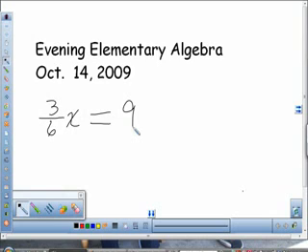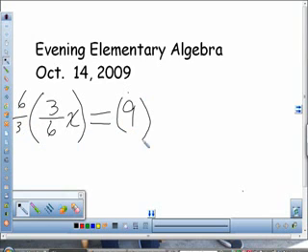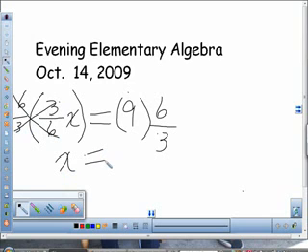6/3. So I'm going to multiply this side by 6/3, and I'm going to multiply this side by 6/3. With me so far? And look at what happens here. 6 and 6 cancel to 1. 3 and 3 cancel to 1. And that leaves me with 1x equals. Let's put this 9 over a 1. 3 into 9 is 3. 3 times 6 is 18. And I've got x is equal to 18.